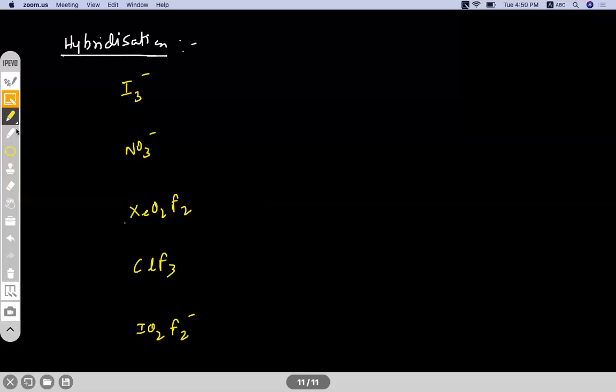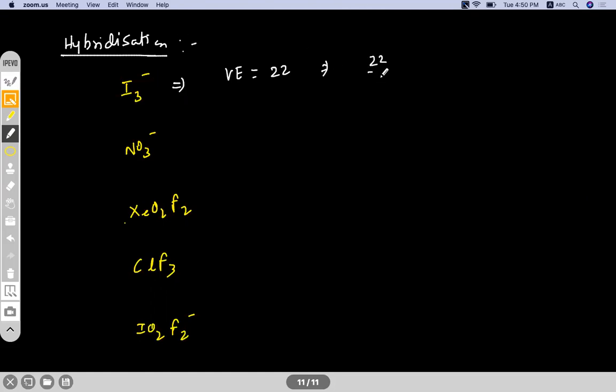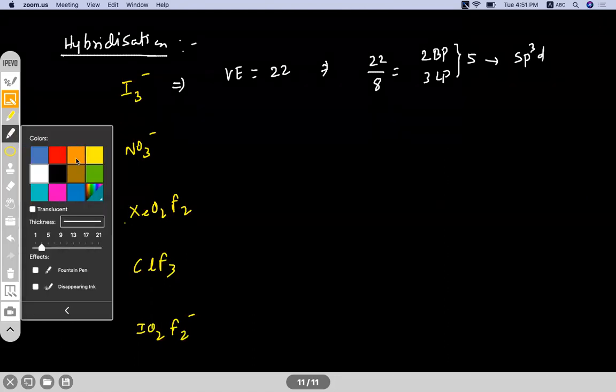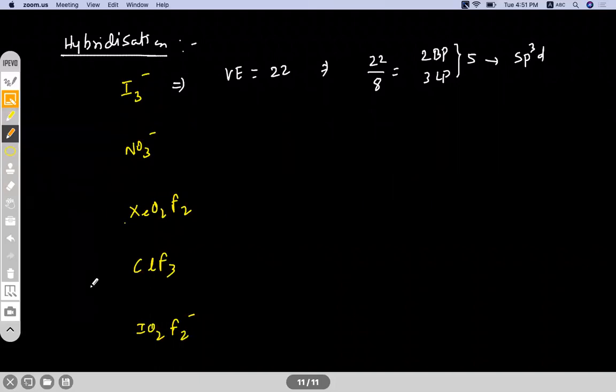Okay. So, for I3 minus, we'll find out the valence electrons. The valence electron count is 22: 7 into 3 plus 1, because there is 1 negative charge. Now, if you divide this 22 by 8, we have 2 bond pair and 3 lone pair. So steric number is 5, hybridization is sp3d. Geometry is what? Geometry is TBP, yes. Shape is linear. Okay, Ritu? Shape is linear, geometry is TBP.